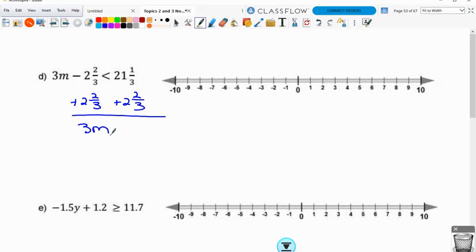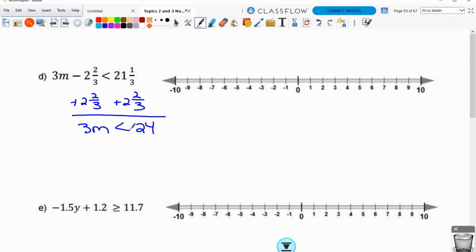On the right, if we do 21 1/3 plus 2 2/3, well, 1/3 plus 2/3 is 3/3, which is a whole. Okay, so the fractions add up to one whole. 21 plus 2 is 23. So 23 plus one whole is going to be 24. So that gives you a value of 24. And adding will always preserve the symbol, so 3m is less than 24.